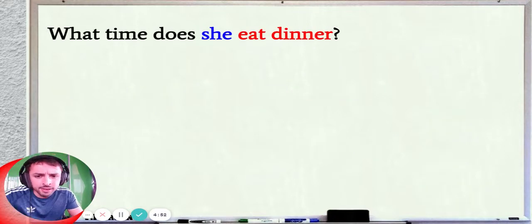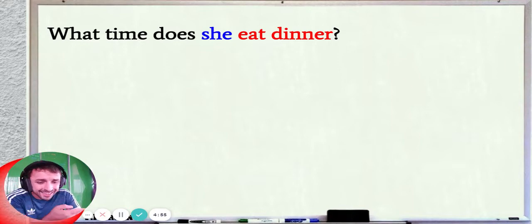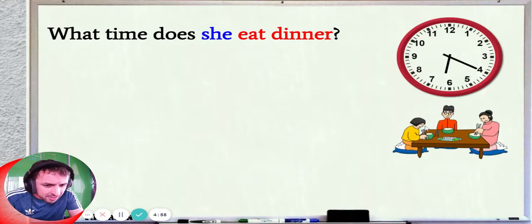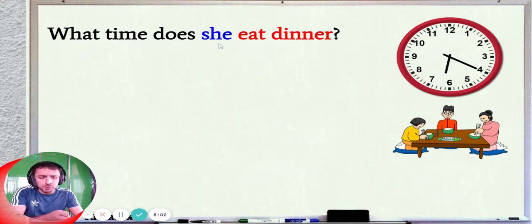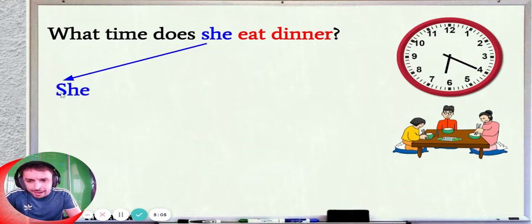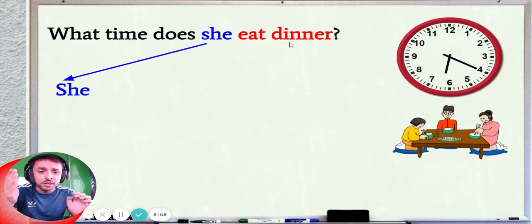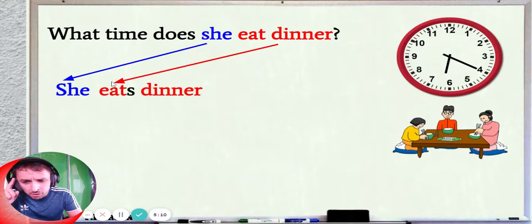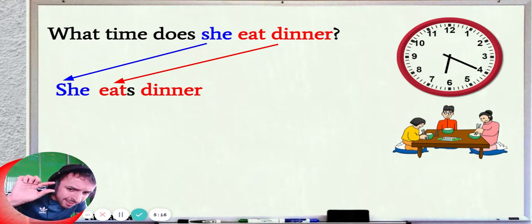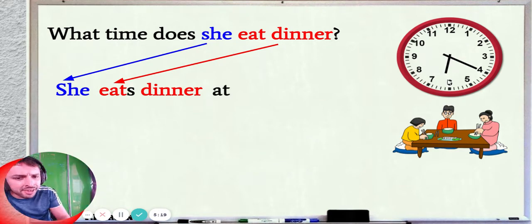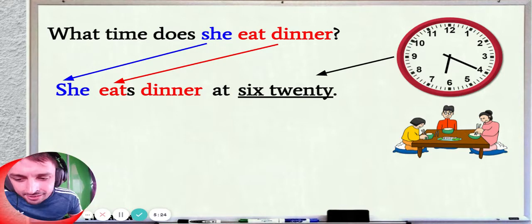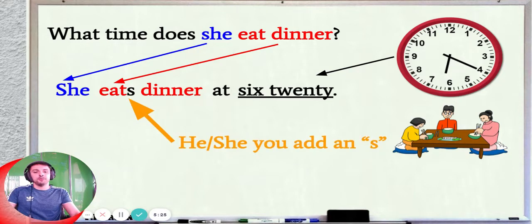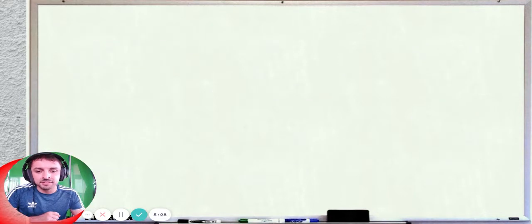Okay, we have one more. What time does she eat dinner? So we're asking about a girl. Let's say it's this girl. So we start with the pronoun. What's the pronoun? She. Give it a capital S. She what? What's the verb? She eats dinner. Remember the S. He or she, you add an S. She eats dinner at what time? 6:20 as well. She eats dinner at 6:20. Remember, he or she, add an S.